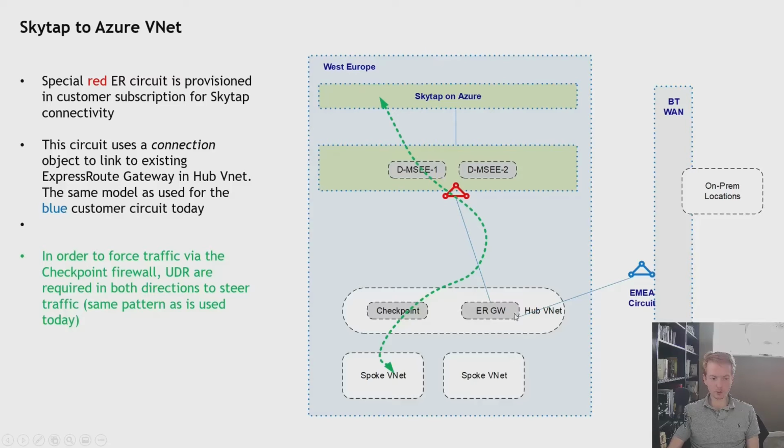So you can insert, for example, in this flow, the green line here is being traffic engineered to pass through a checkpoint firewall. And you could do that for VNets to Azure traffic. You could insert a security appliance in that flow there.